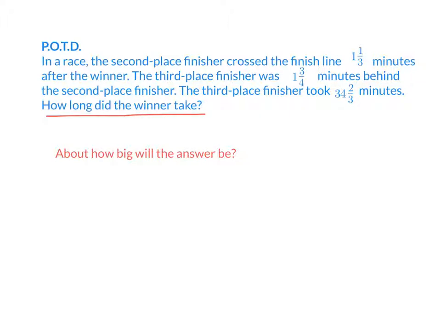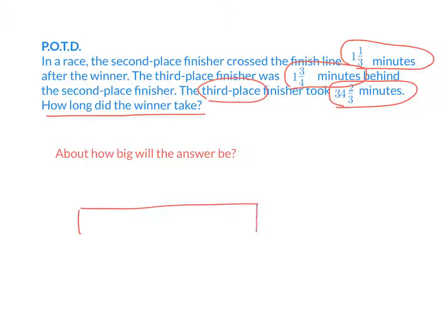Very good. What important information do we need in order to figure that out? Aradna? Yeah, third place took 34 2/3 minutes. Okay? Very good. Very nice. Okay, we just did the R. The next letter is D. We have to draw. Let's see what information we know.